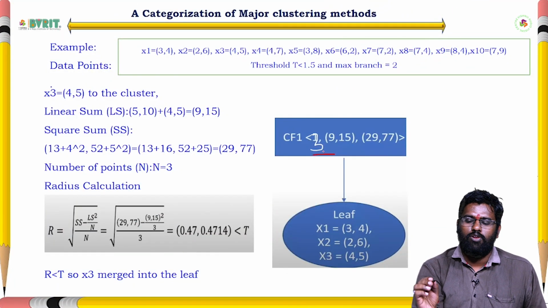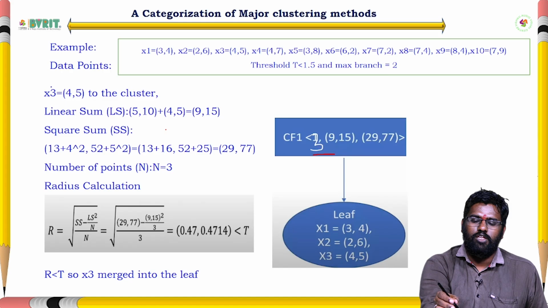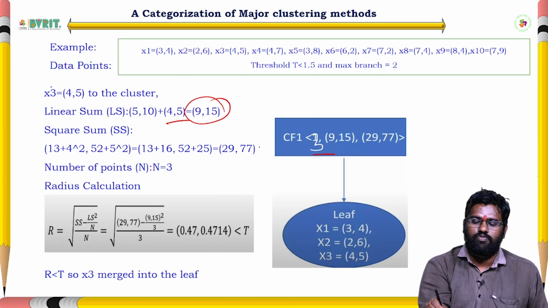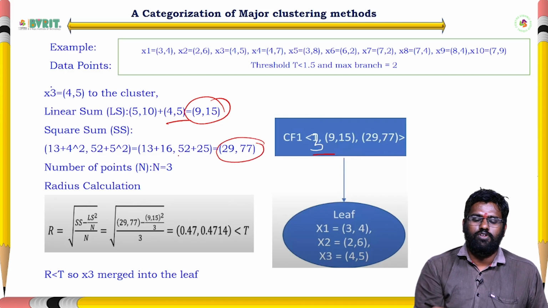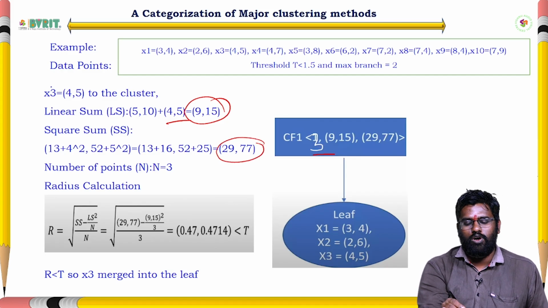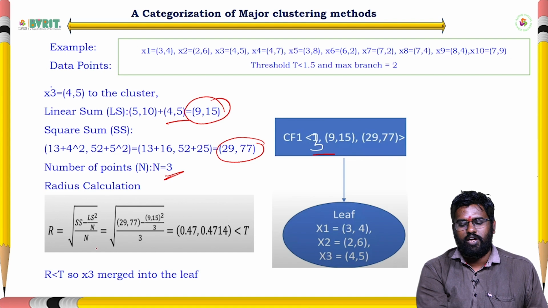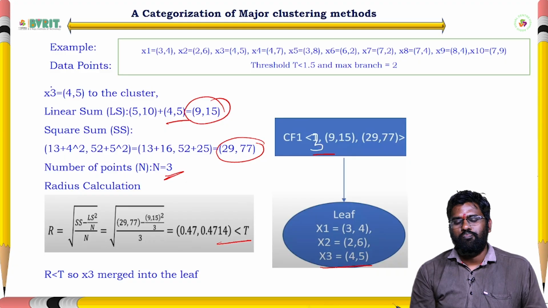So the CF value will be increased to 3. We have the previous values, the sum of values plus this value: 510 plus 405, so that is 915, and finally 2977, the sum of squares. We got that the number of points are x1, x2 and x3, and then we need to calculate the radius value. The radius value is the square root of (SS minus LS squared by N) by N. This value is also less than the threshold value, so we include x3 in our CF tree.